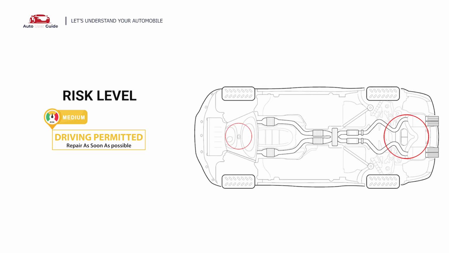This engine code indicates that the purge valve, which regulates the flow of fuel vapors from a charcoal canister into the engine for burning, is either stuck open or closed, or there is a leak or restriction in the system. Under this circumstance, short-distance driving is permitted, but your vehicle should be repaired as soon as possible.